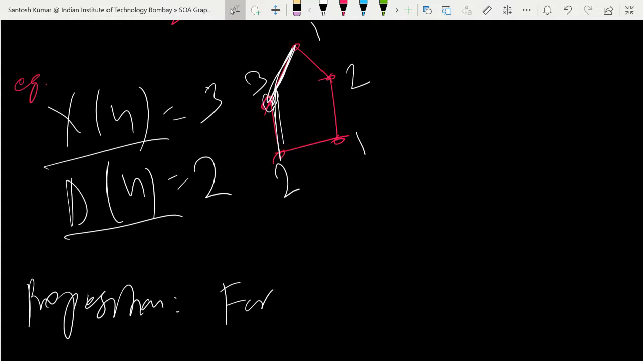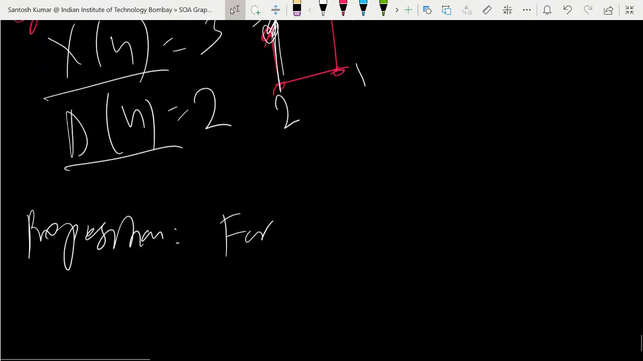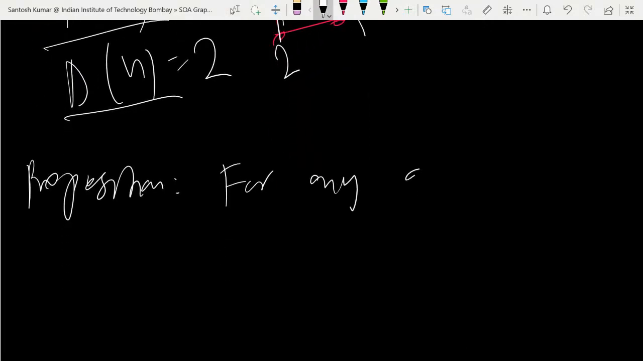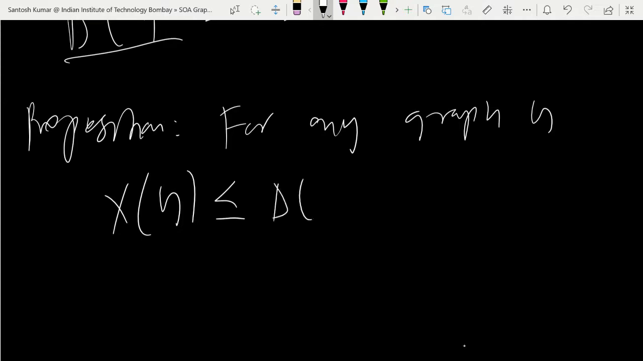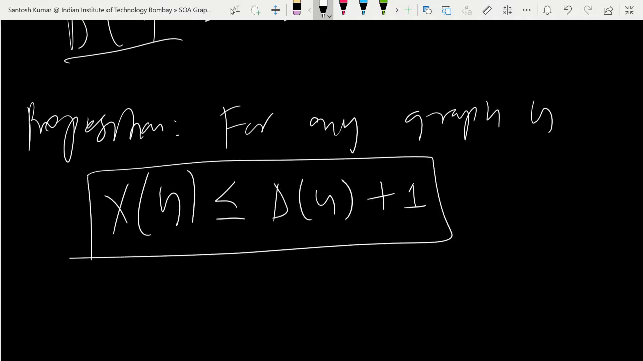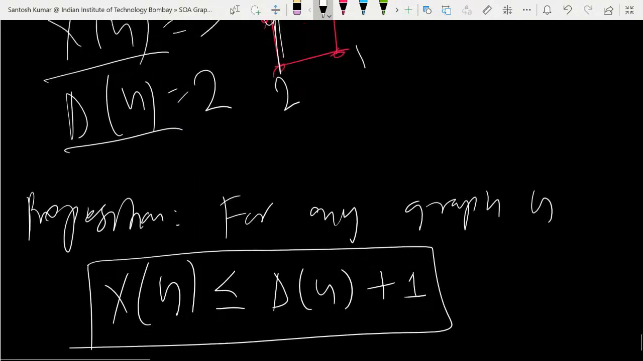Yes, sir. This is all right now. So now I write the proposition: for any graph G, the relation is that the chromatic number of G is less than or equal to the degree of G plus 1. Now we can verify this result for any graph, as we did.